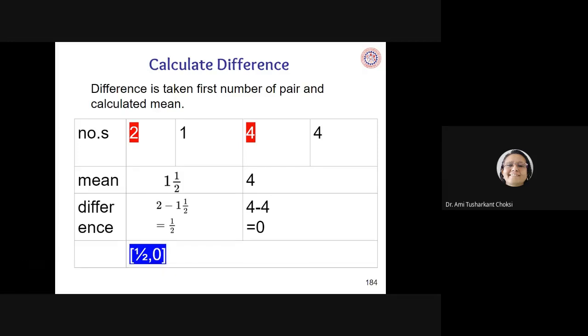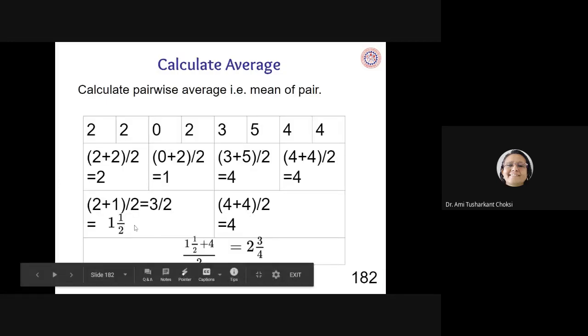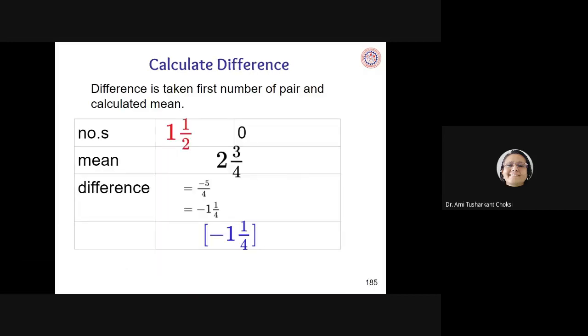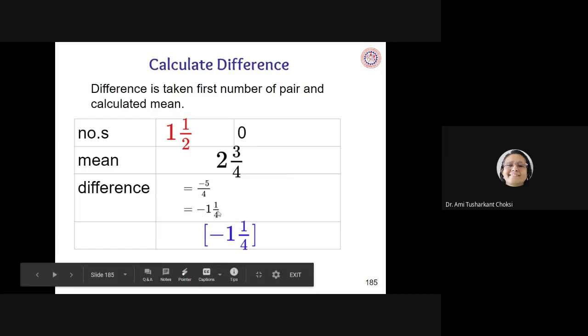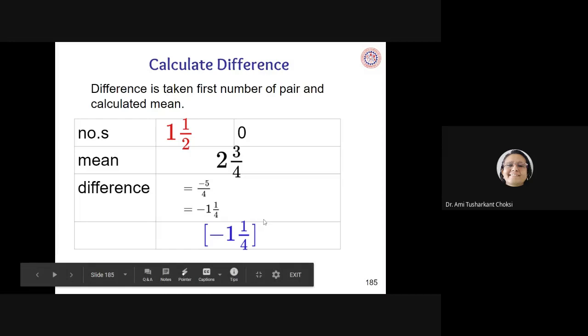Now what about the third level? Here we have 1.5 and 4, so those numbers we will consider. Here we can see this is 1.5 and 0, and the mean is 2 and 3 by 4. So now we have to take the difference. We'll be getting minus 1 and 1 by 4. We take the first number of the pair minus the mean, so we get this particular number.